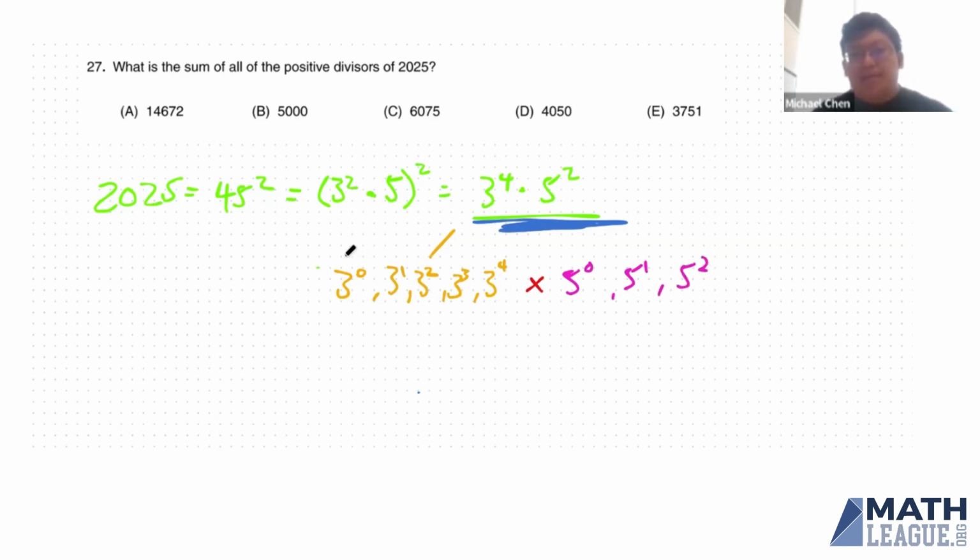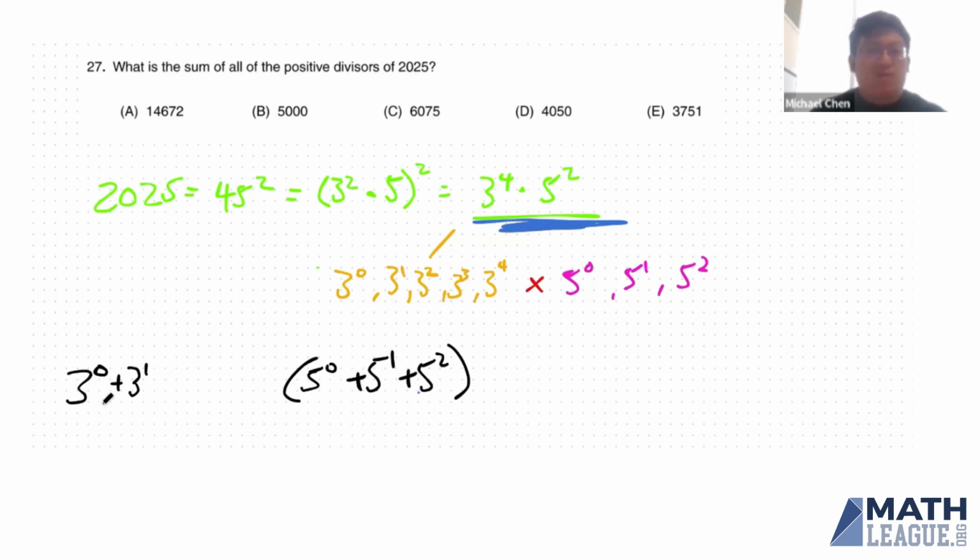So we can find the sum by saying, well, for 3 to the 0, we can multiply that by 5 to the 0, 5 to the 1, or 5 squared. So to sum them all up, we can just multiply 3 to the 0 by the sum of them. Well, for 3 to the 1, we can do the same thing, right? We can have 3 to the 1 times 5 to the 0, or 3 to the 1 times 5 to the first, or 3 to the 1 times 5 squared.